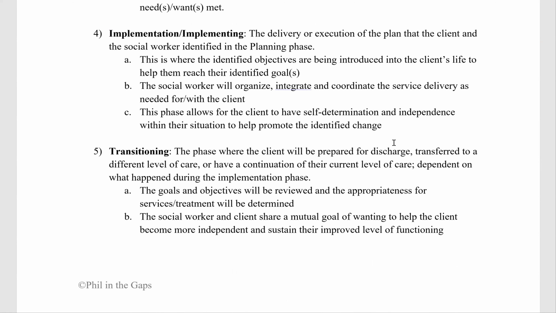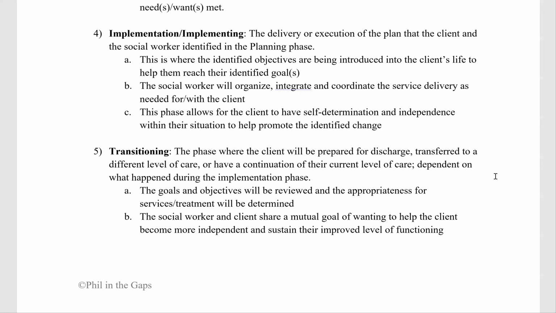So this is where we're just simply carrying out the objectives to hopefully accomplish the particular goal and or multiple goals that the client has. So this is where the identified objectives are being introduced into the client's life to help them reach the best level of functioning. And the social worker will organize, integrate, and coordinate the service delivery as needed for and with the client in some way, shape, or form. So this phase allows for the client to have self-determination and independence within their situation to help promote the identified change. This is where they are actually putting forth effort and action to improve their situation in some way, shape, or form.